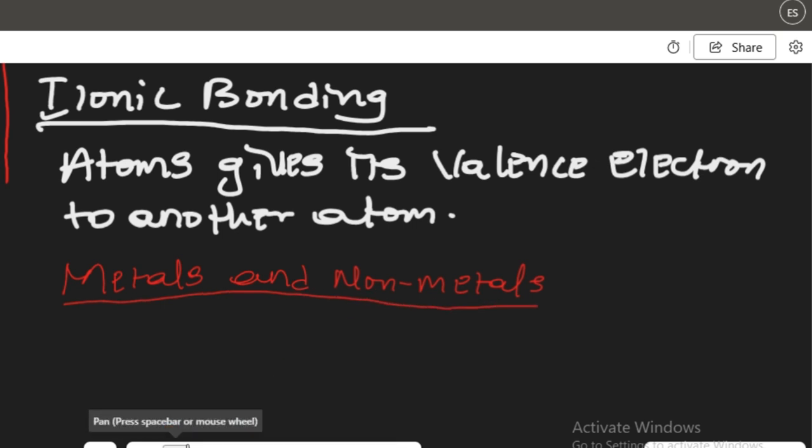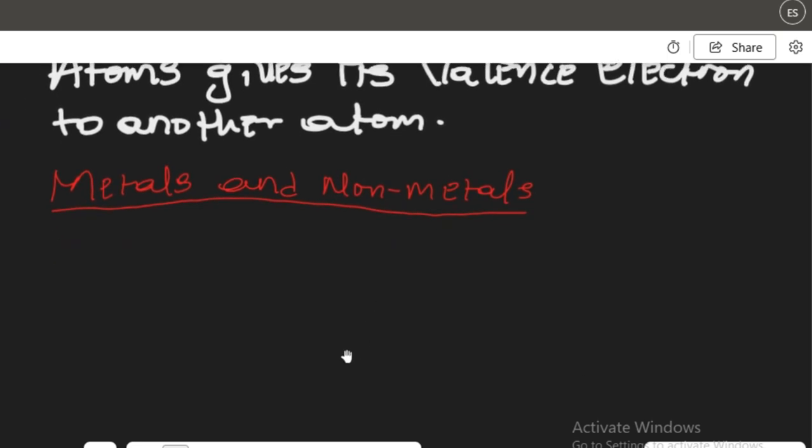Now let's look at an example. When an atom gives out its valence electron, now what do I mean by valence electron? Valence electrons are the electrons at the outermost shell. That's what is called a valence electron. When an atom gives out this electron, then that atom is practicing ionic bonding. And when an atom receives that electron, that atom is also practicing ionic bonding. Don't forget, I said that it usually occurs between metals and non-metals.